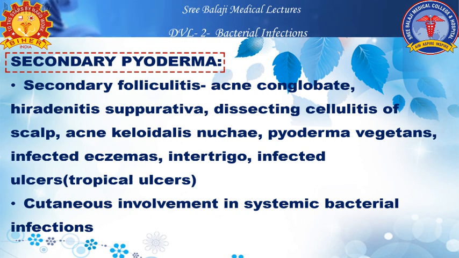Then we have acne keloidalis nuchae, especially over the neck. Pyoderma vegetans is a vegetative growth over the axilla and groin. Infected eczemas, and intertrigo, which is nothing but inflammation of two opposing skin surfaces. Infected ulcers, we have tropical ulcer, and cutaneous involvement in some of the systemic bacterial infections also.